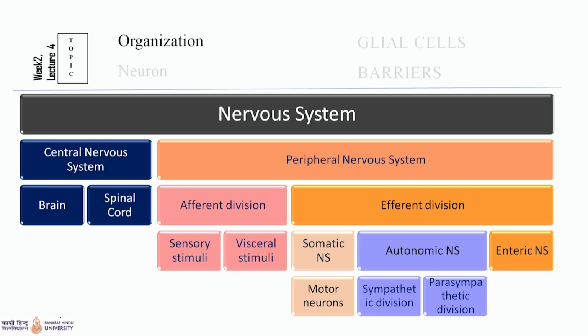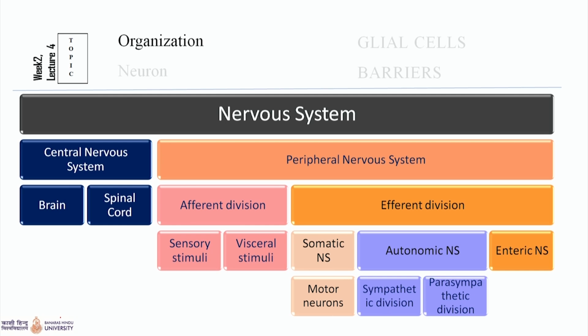The nervous system is broadly classified into the central nervous system and the peripheral nervous system. The central nervous system, when I say it is a center, is mostly related to the brain as well as the spinal cord.